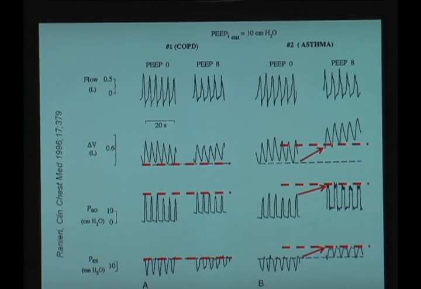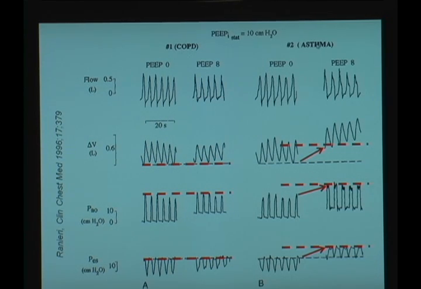Now this is from a paper that's pretty old now, almost 15 years old, but illustrates here a patient with COPD and here a patient with asthma. When the PEEP is raised from 0 to 8 in the patient with COPD, the end expiratory lung volume doesn't change, the airway pressure doesn't change, PIP and plateau doesn't change, and the baseline esophageal pressure doesn't change. So raising the PEEP in this patient with COPD does not contribute to more dynamic hyperinflation.